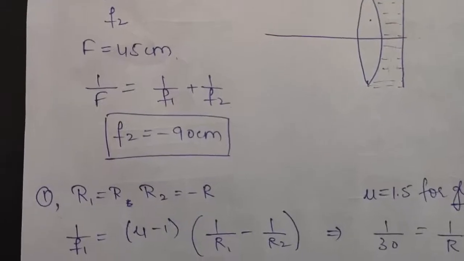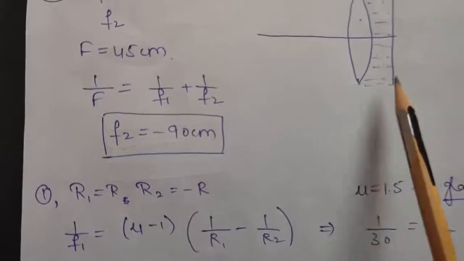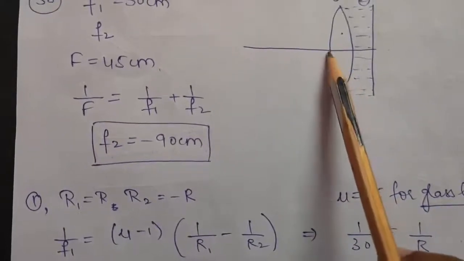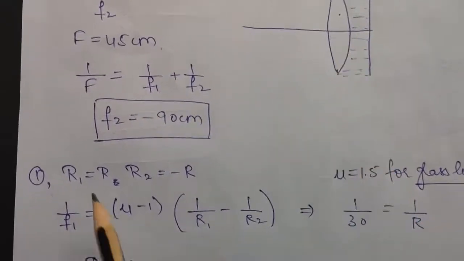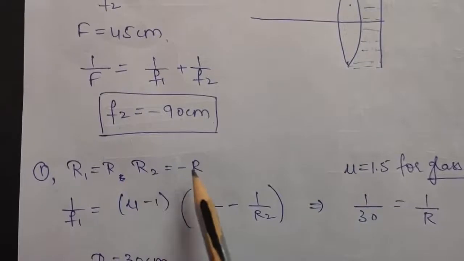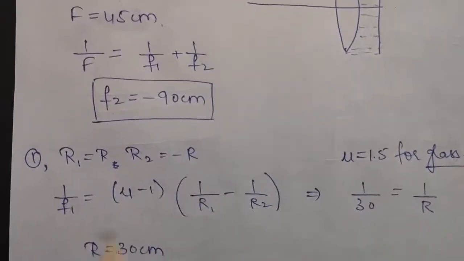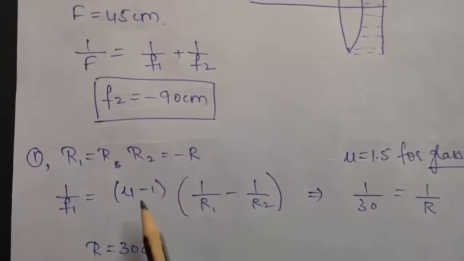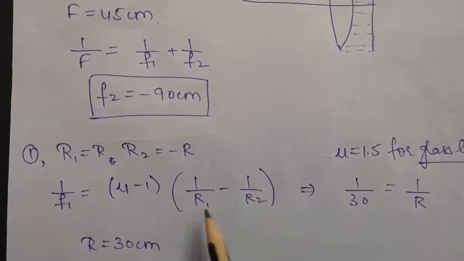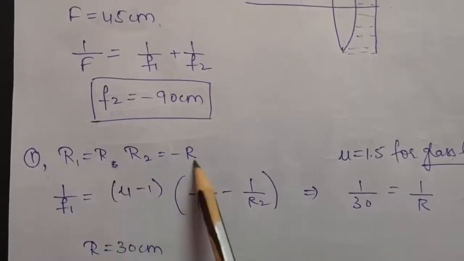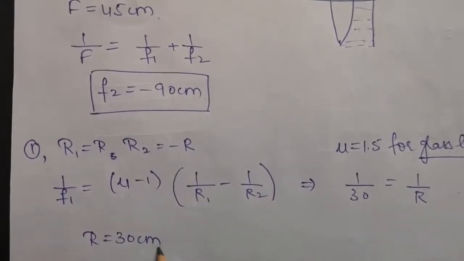Now you are asked to calculate the refractive index of this liquid. For the convex lens, R1 is positive and R2 is negative. Let us suppose R1 is R and R2 is minus R. Mu is given to be 1.5 for the glass lens. Using lens maker's formula, 1 upon F1 equals mu minus 1 into 1 upon R1 minus 1 upon R2. You know R1 is R, R2 is minus R, you know mu, you know F1. So R will come to be 30 centimeters.